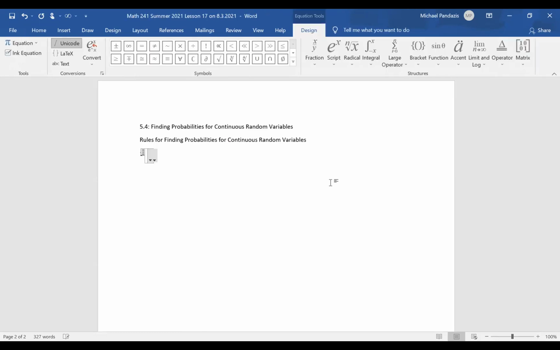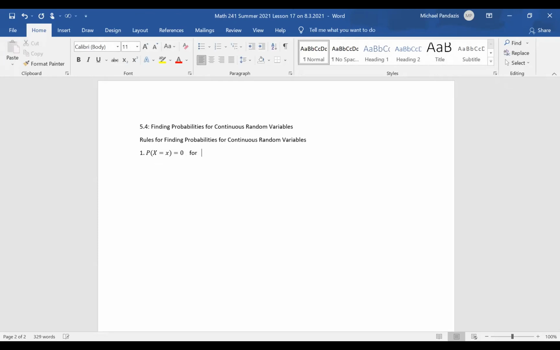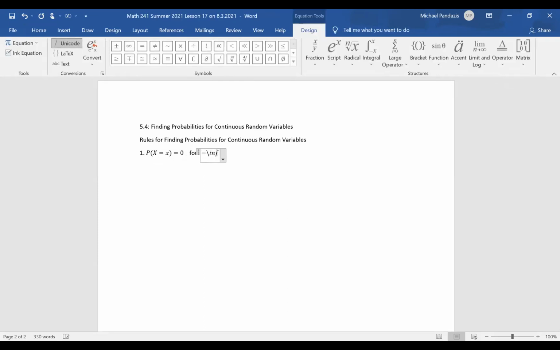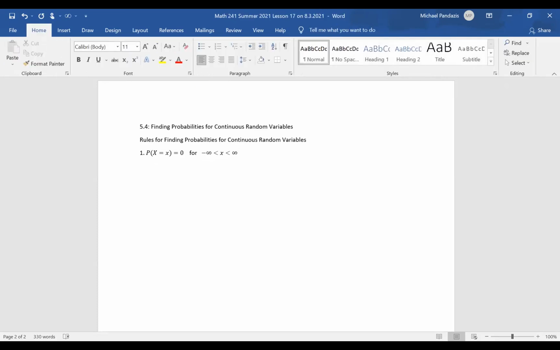First rule, the probability that capital X is equal to any fixed value little x equals 0 for negative infinity less than x less than infinity. This is a continuous random variable. So the probability that a continuous random variable equals any one value is 0. You need to look at an interval of values, let's say, to find a positive probability. So that's one of the rules.